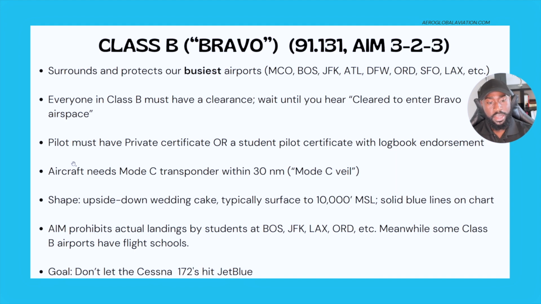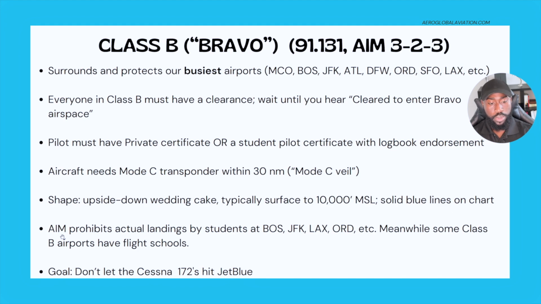And pilots must have the private certificate or a student pilot certificate with a logbook endorsement. The aircraft needs a Mode C transponder within 30 nautical miles of the Mode C veil, typically the area where they need you to have a Mode C transponder. The shape is typically like an upside down wedding cake, and typically goes from the ground, which is the surface, up to 10,000 feet MSL, and the solid blue lines, like we've seen in the legend on the previous page, are solid blue lines on the chart.